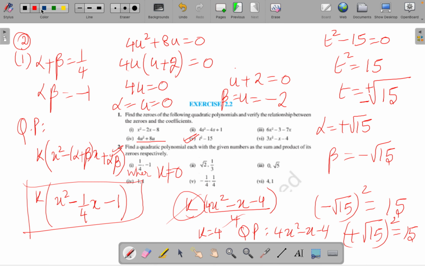But I don't think that's the right method. This is the right method. K can be anything but a non-zero number. K just cannot be zero, it can be anything other than zero. So this is a quadratic polynomial. I think they have said to find out a quadratic polynomial. That is why they have taken the value of k as 4. But k can be taken as any value. So this is the correct answer which I want you to write. So you can do it for each and every part.